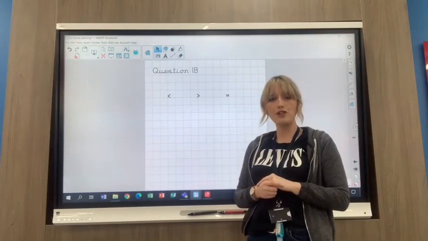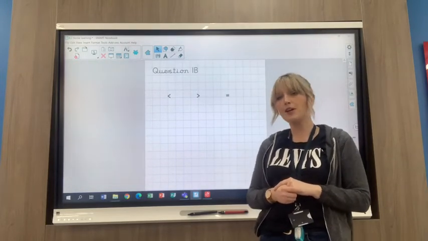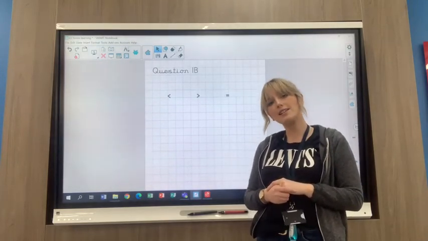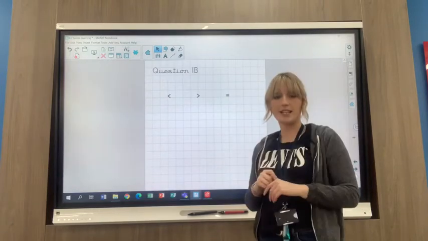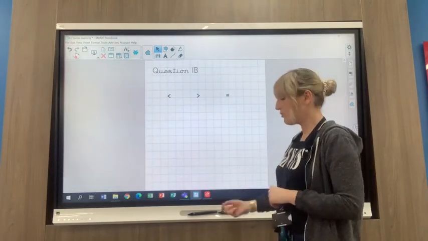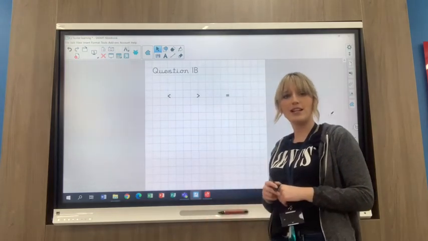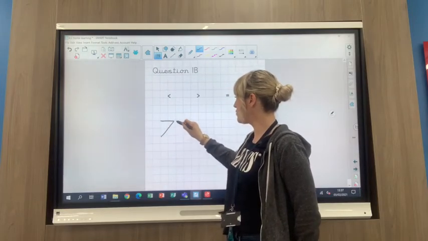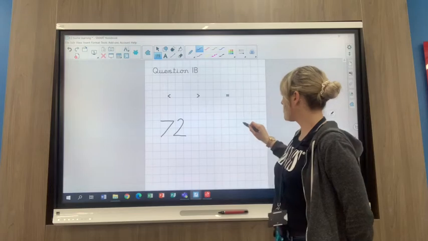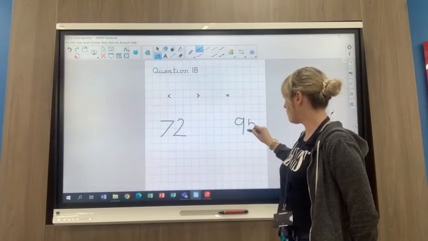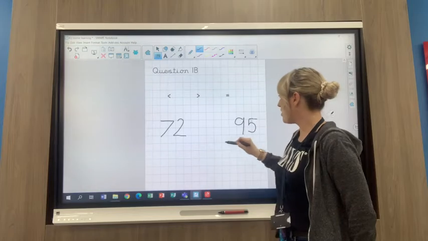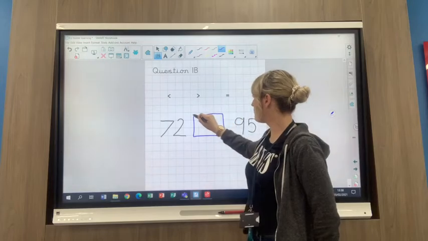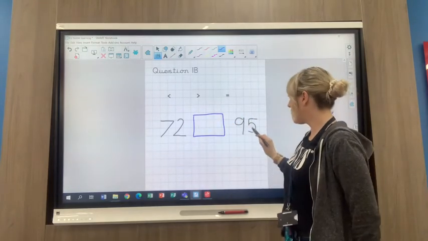So on question 1B, it asks you to put a missing symbol in. And we've got greater than, less than, and I've also on the board included equal to. So you've got two numbers on your page. I'm going to use a different two numbers. So I've got the numbers 72 and 95. Right, I'm going to draw a box to put my symbol in. So 72 and 95.